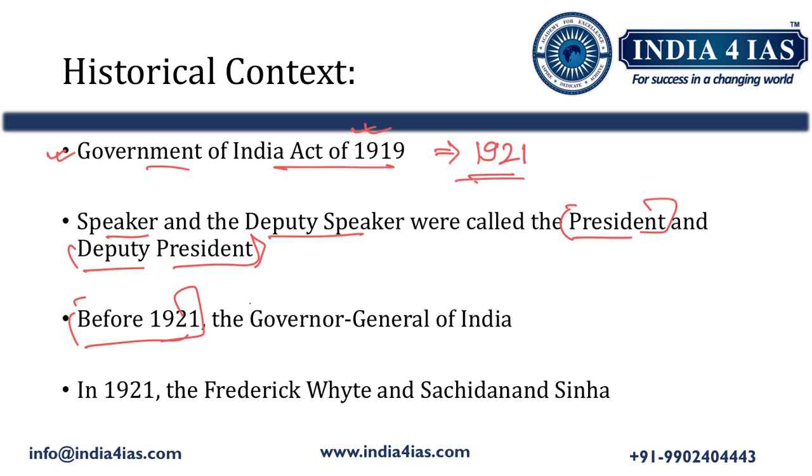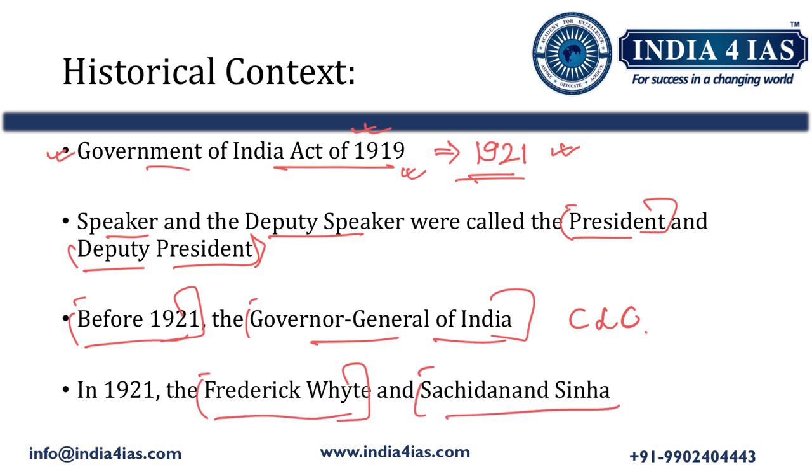On the other hand, the Governor General of India used to sit over the Central Legislative Council. As per the provisions of the Government of India Act 1919, in the year 1921, the first speaker and deputy speaker were Frederick White and Sachidanand Sinha. They were appointed by the Governor General of India as the first speaker and deputy speaker of the Central Legislative Assembly.